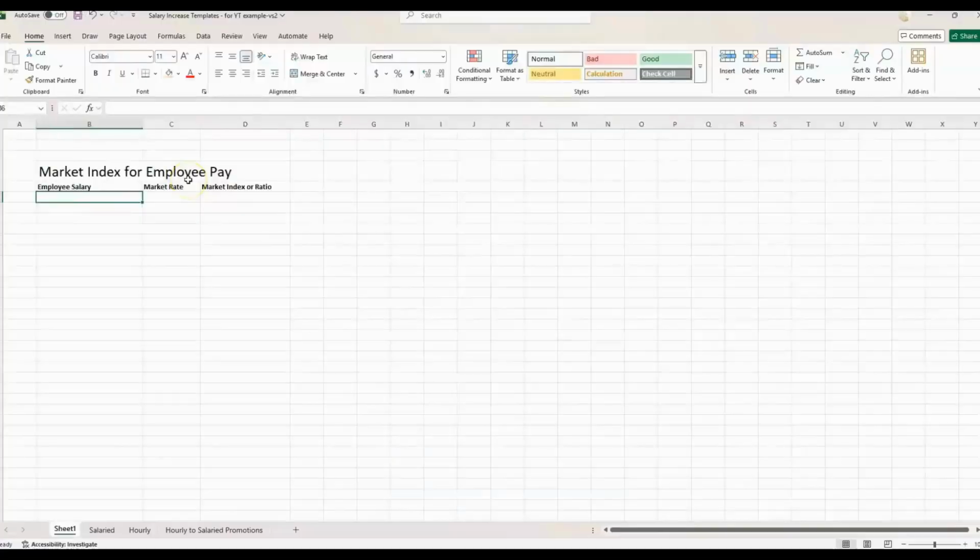Okay, so I'm starting off with the market index for employee pay, and this is the most common way that I've used this metric, but it can be used for salary structures as well, which I'll explain in a moment. But basically, market index is a metric to compare the employee pay to the market rate of their job. And we can go into how the market rate is determined in a minute. But the formula is pretty straightforward. It's actually very similar to comp ratio.